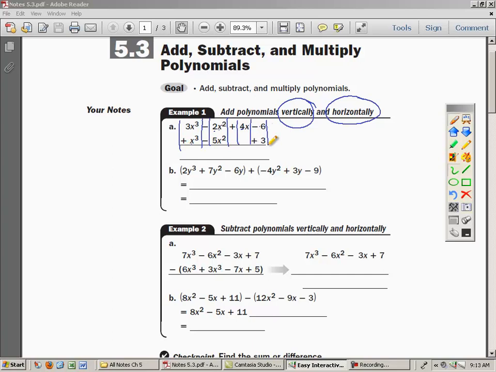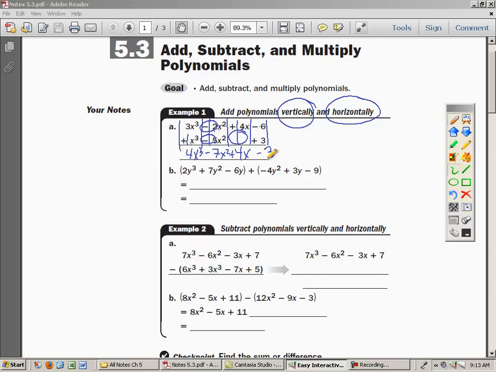So this becomes 3x to the third plus 1x to the third, which is 4x to the third. Be careful here, these are both negatives, so negative 2x squared minus 5 more becomes negative 7x squared. Since there are no x to the first power terms in the second polynomial, the 4x simply becomes plus 4x. And at the very end we have negative 6 and 3, which is negative 3. For the vertical format, you just rewrite it so those terms are on top of each other, and then you combine like terms.